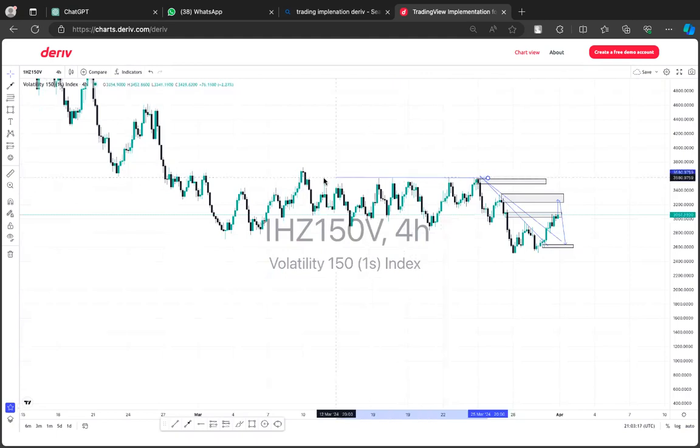Or let me not call them equal highs. Let me say I have resistance around this place. Can you see? That is where the price of the market was changing direction bearishly. Can you see? I have equal highs. Yeah.